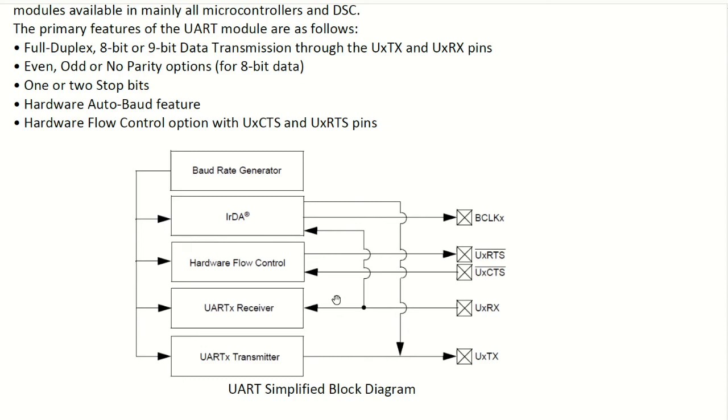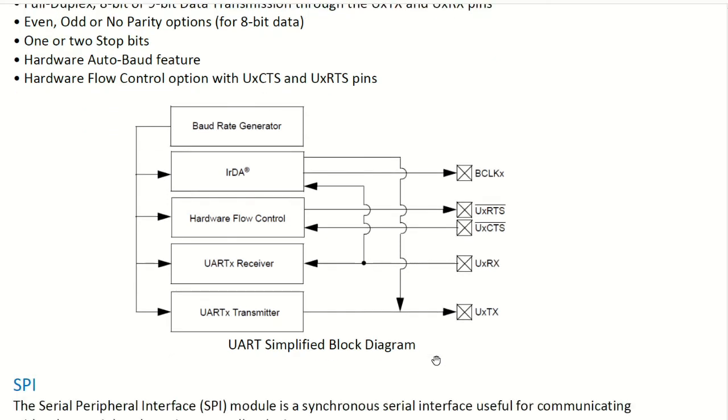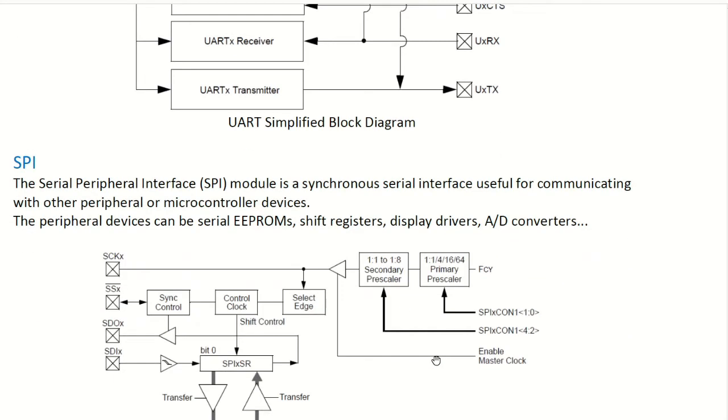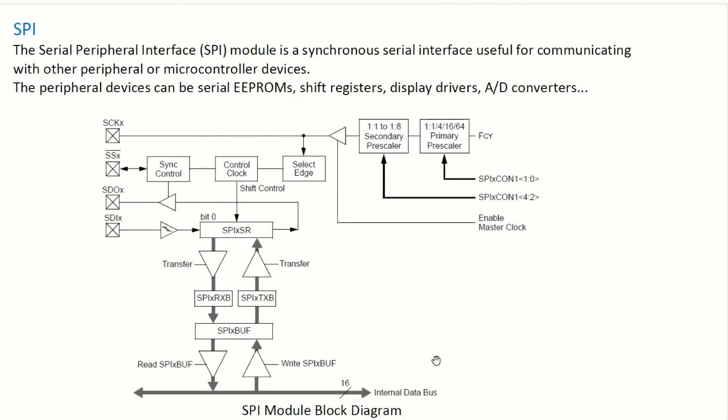You can also have some hardware control, RTS and CTS, or you can use software flow control. It depends, with an auto baud feature. This is very simple. There is no clock on it, but you cannot go to very high speeds. So 192 kilobauds, let's say, is the maximum. If you want to go faster, you use the serial peripheral interface.